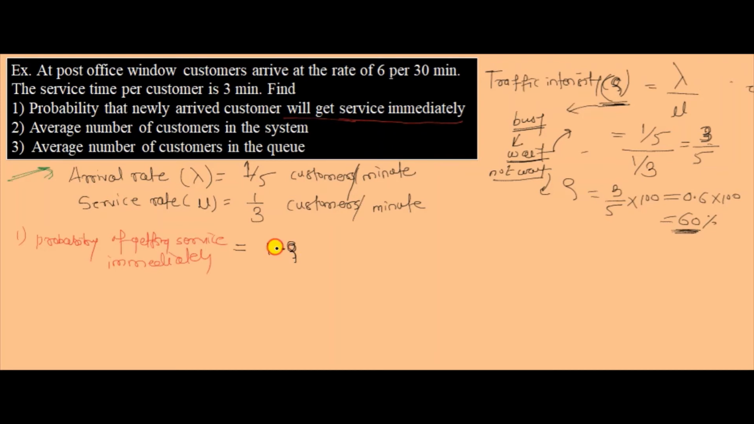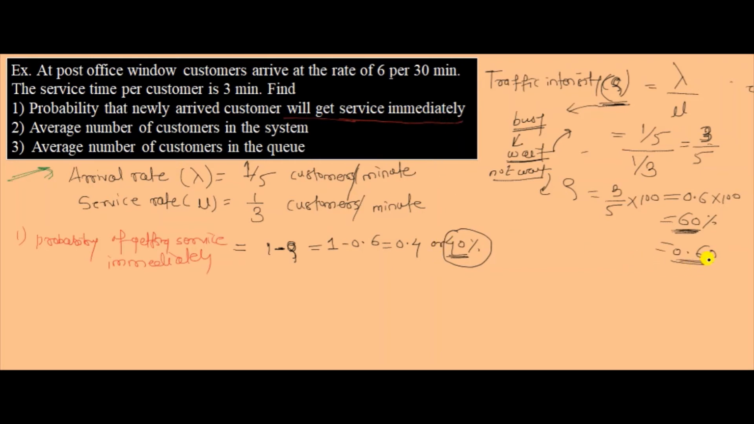Or sometimes it can be written as 100 minus rho also. This is nothing but 0.6. So 1 minus 0.6 equals 0.4, or 40%. 40% means there are 40% chances of a newly arriving customer getting immediate service. If you want immediate service, there are 40% chances.